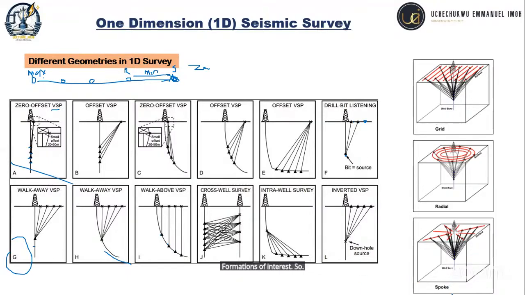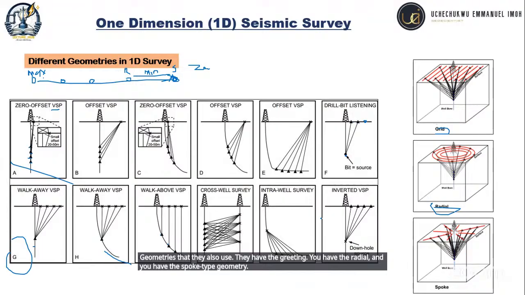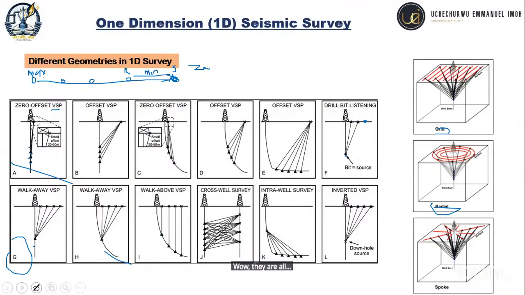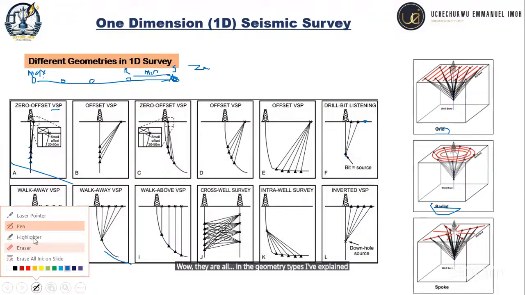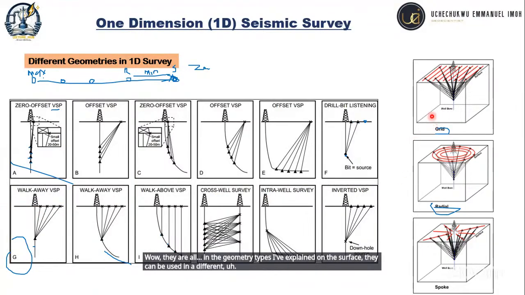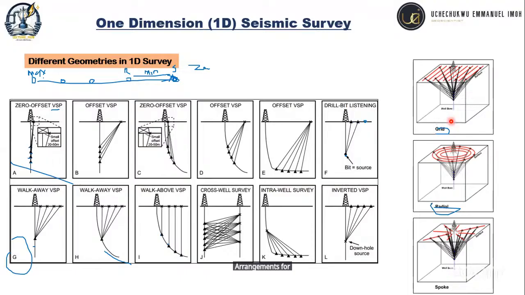The other thing I'll point out is on the surface, you can see the different geometries that they also use. You have the gridding, you have the radial, and you have the spoke type geometry, which are all geometry types I've explained. On the surface, they can use a different arrangement for acquisition of this 1D survey. So that is it for the one-dimensional seismic survey.